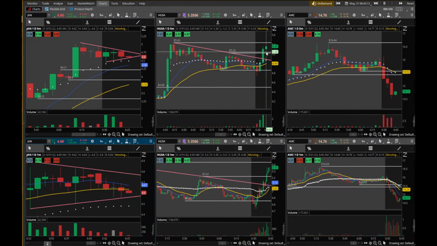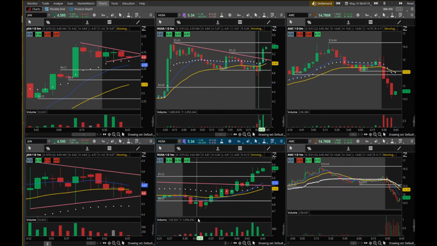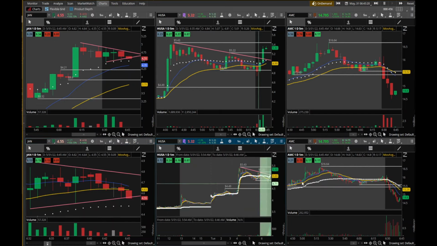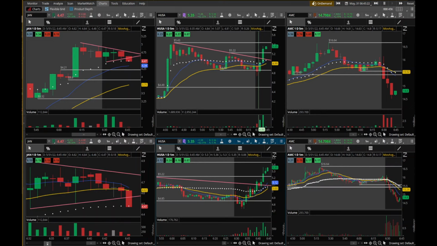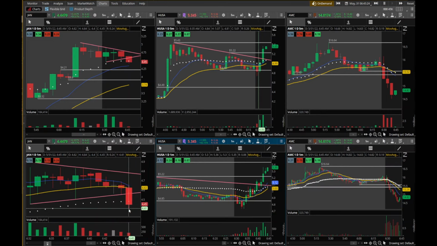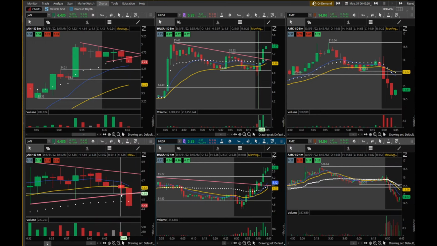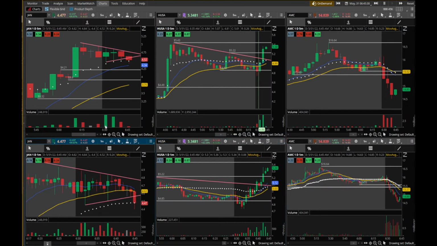HUSA getting overextended up here. So there's that play down at the VWAP, and look at that. That's what I was afraid of. That's why I didn't enter here. I was afraid of that sudden flush down.